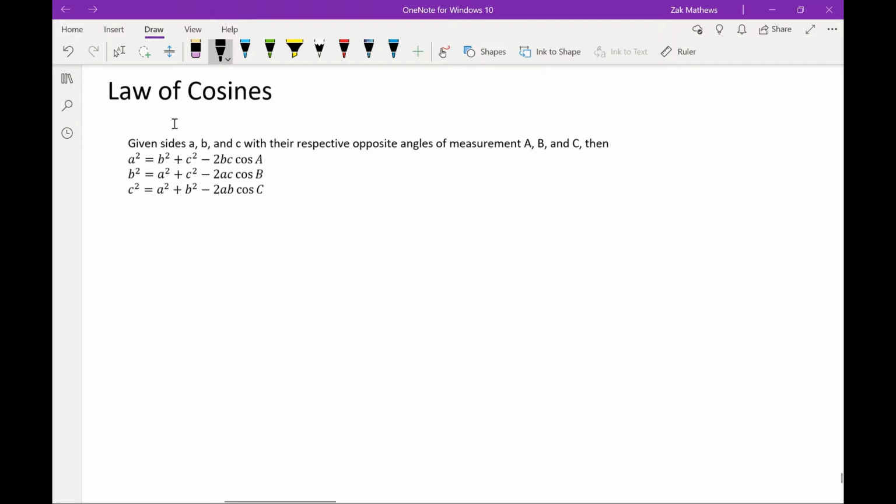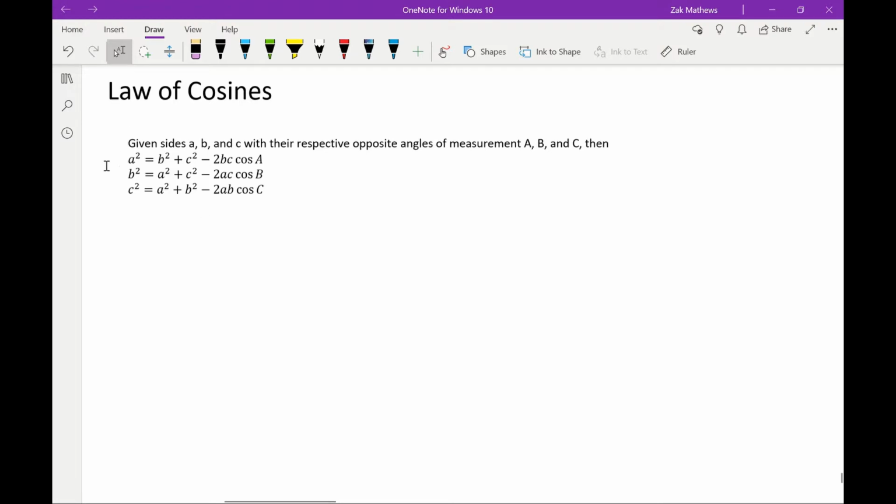So we're defining everything the same way. A, B, and C lowercase are still the sides, and they have the respective opposite angles of uppercase A, B, and C. Then a squared equals b squared plus c squared minus 2bc cosine A. B squared equals a squared plus c squared minus 2ac cosine B. C squared equals a squared plus b squared minus 2ab cosine C. I do expect you to know the formulas for the law of sines and cosines.